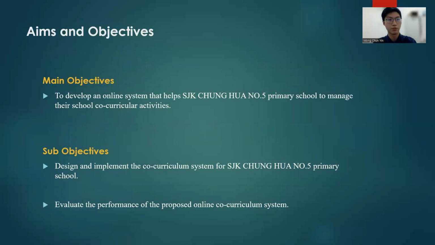For aims and objectives, the main objective of this project is to develop an online system that helps SJK Chung Hua No.5 primary school manage their school co-curricular activities. The sub-objectives of this project are to design and implement the co-curriculum system for SJK Chung Hua No.5 primary school and also evaluate the performance of the proposed online co-curriculum system.